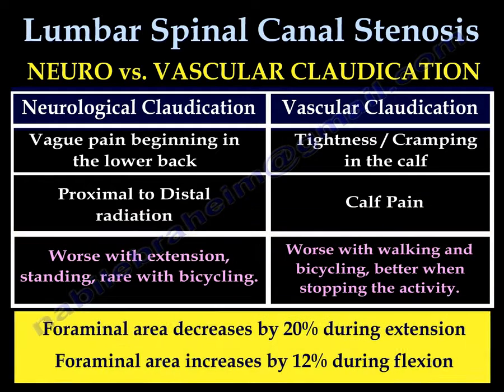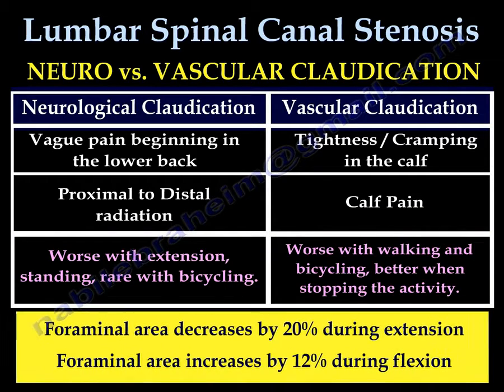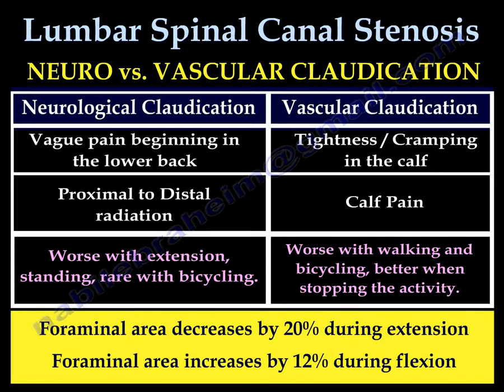Why that is? Because when you do extension of the spine, it narrows the foramen by 20%. It reduces the space available for the foramen by 20%. When you do flexion, you improve the size of the foramen by 12%. That's why flexion is good for neurological claudication.